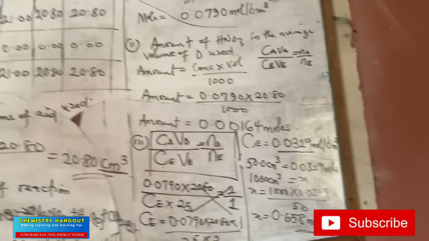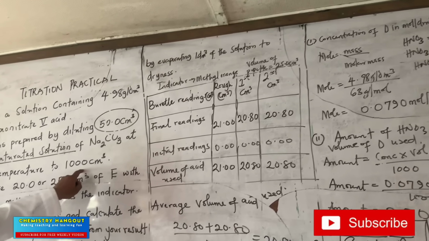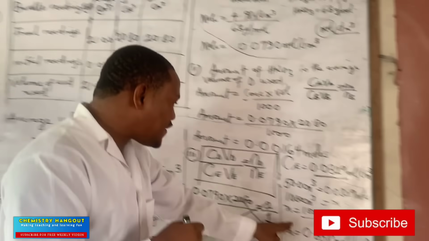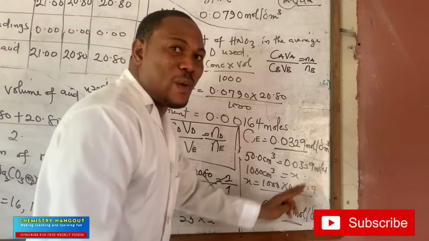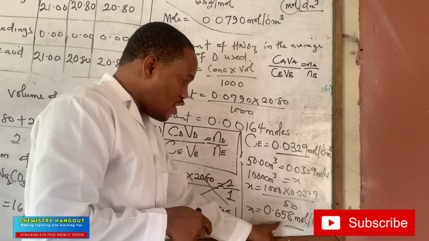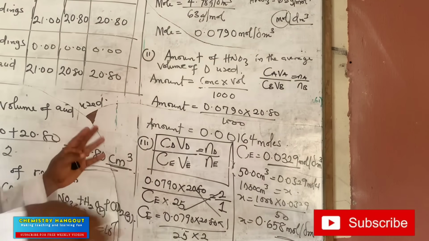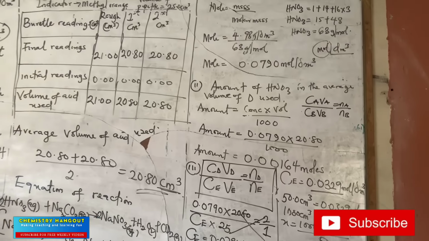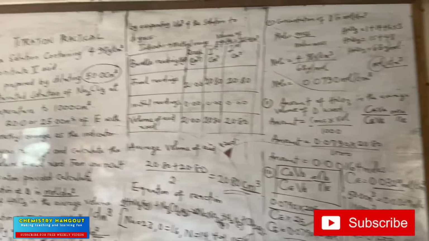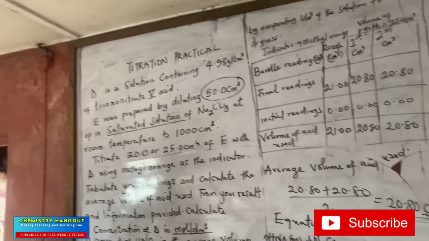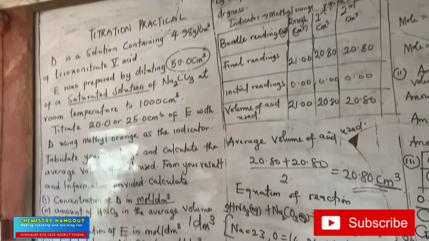So which means if in 50 they have this, that means in 1,000. You know, they said that they made it up to what? To 1,000. You get that now? So in 50, they add this mole. So when they made it up to 1,000, it means the number of mole changes. There's just a simple mathematical calculation. That's simple. Okay, so from there now, so what do we now have?